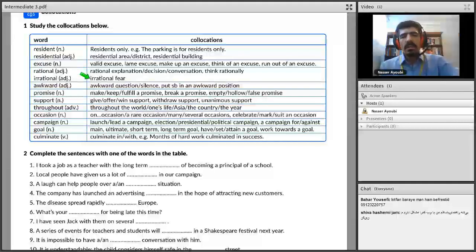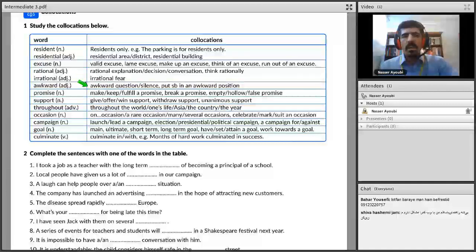Irrational fear. For example, the fear of darkness. It's irrational. You know, it's not logical to think there is something in the darkness, in a dark room. Lots of people are afraid of a dark room. They can't go into the dark room because they think there is something there. I don't know. It's because we don't see, we fear. That's an irrational fear.